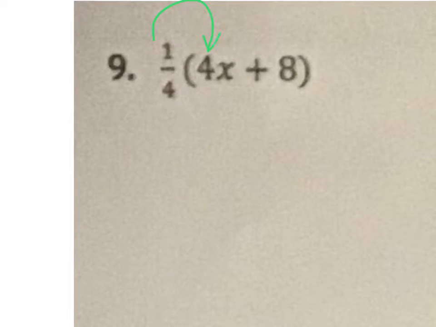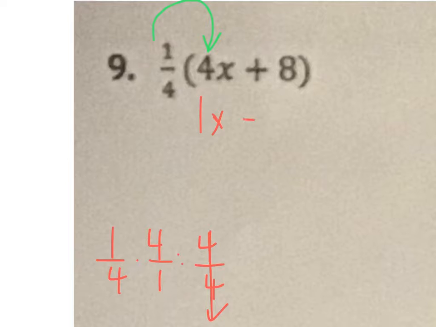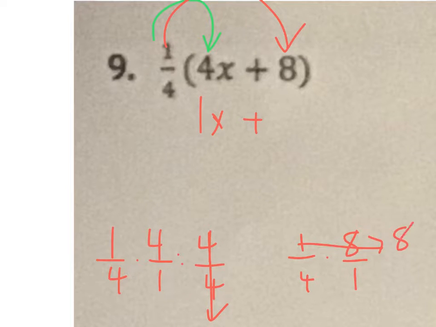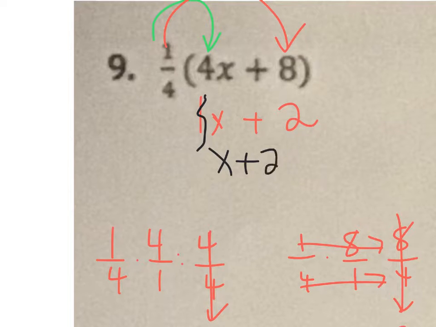1/4 times 4. So I'm going to do my work down here. 1/4 times 4 over 1 equals 4 over 4. 4 divided by 4 is 1. So that's going to be 1x. Bring down the plus. 1/4 times 8, 1/4 times 8 over 1. That's going to be 8 over 4. 8 divided by 4 is 2. So this will be a 2. Final, I can leave that 1 off. So x plus 2. Final simplified expression.